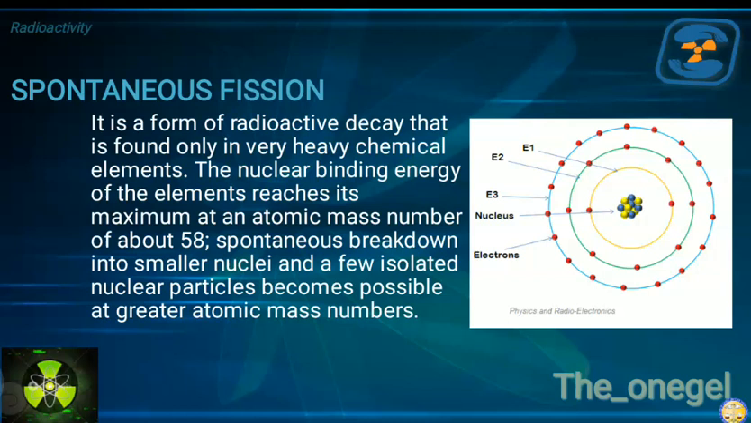So, spontaneous fission, it is a form of radioactive decay that's only found in heavy or very heavy chemical elements. The nuclear binding energy of elements is at its maximum at an atomic mass number of about 58. So, mas mataas pa din yung alpha kasi sa alpha is 150 yung atomic mass number. Spontaneous breakdown into smaller nuclei and a few isolated nuclear particles becomes possible at greater atomic mass numbers. So, what else?